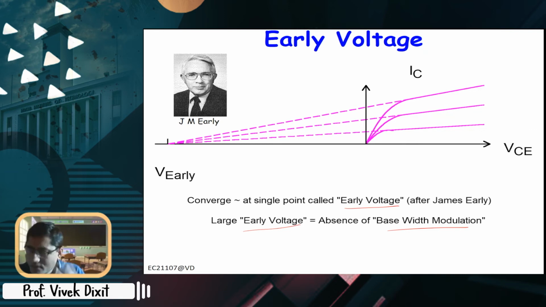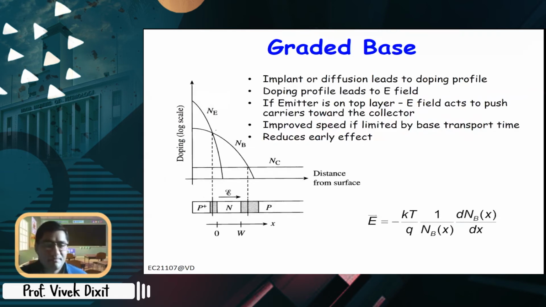Now I gave you some preview in the last class also, that if we want to somehow make the minority carriers in the base move faster, we can have some built-in electric field there by graded doping, right? So let us analyze what will happen if the base is graded. Here you see the typical doping profile: emitter doping, base doping, and collector doping, right?